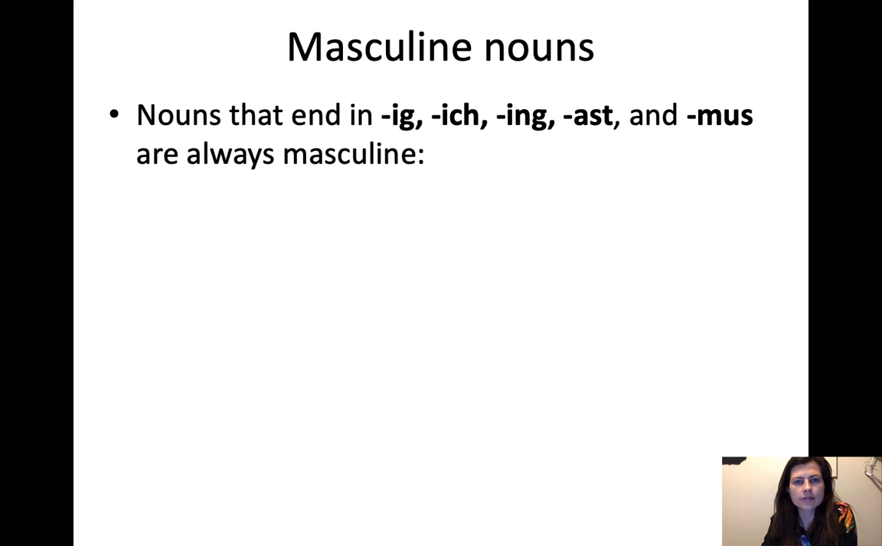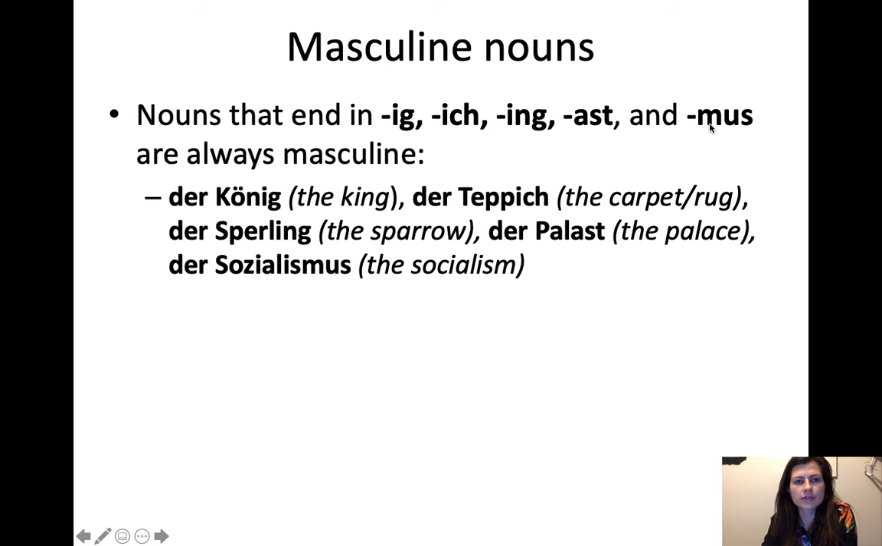And then nouns ending in ig, ich, ing, ast, and mus are always masculine. Der König, der Teppich, der Sperling, der Palast, der Sozialismus. So any noun in English that ends in ism is going to have an equivalent in German with ismus at the end. And then der König reminds me of der Honig. It's very similar. Der Honig means honey, and it has the ig at the end as well. But that's also masculine. And then, yeah, lots of words with the ich at the end, Palast, yeah.